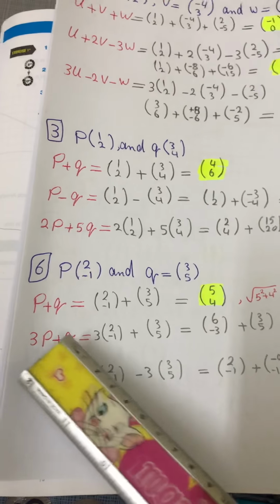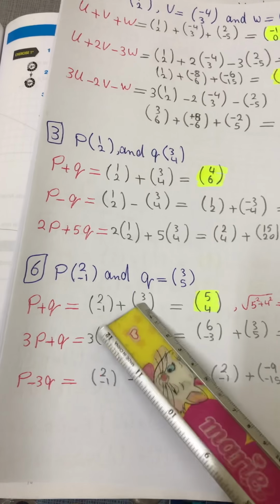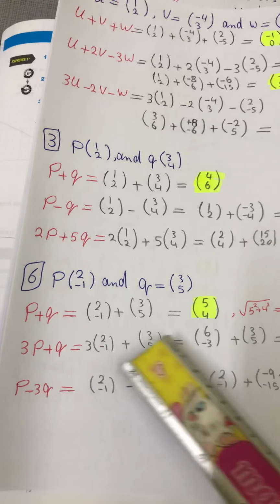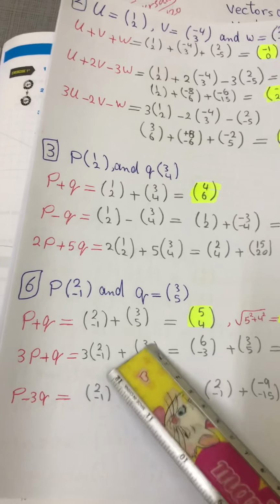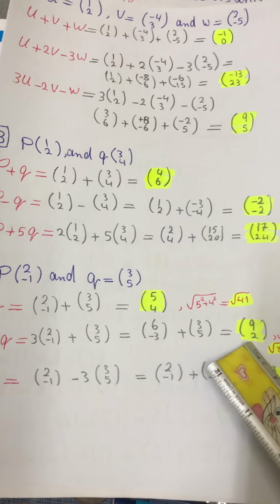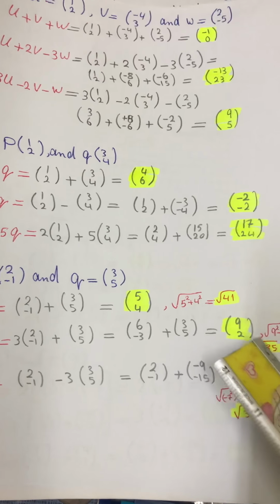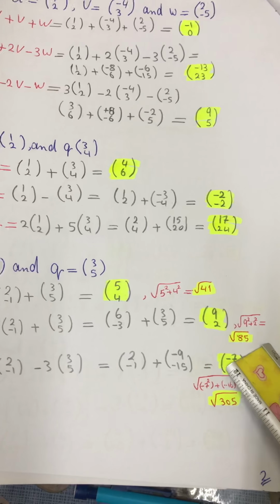Now 3P plus Q, I'll multiply 3 times vector P. I'll take Q as it is. 3 times 2 equals 6. 3 times negative 1 equal negative 3. Plus 3, 5. 6 plus 3 equal 9. Negative 3 plus 5 equal 2. This is the vector. Find the magnitude. Square root 9 square plus 2 square.